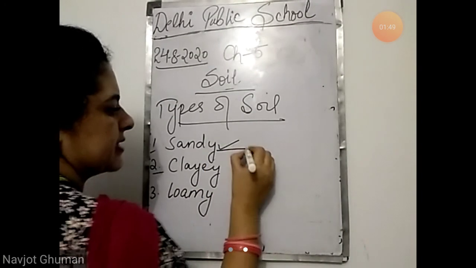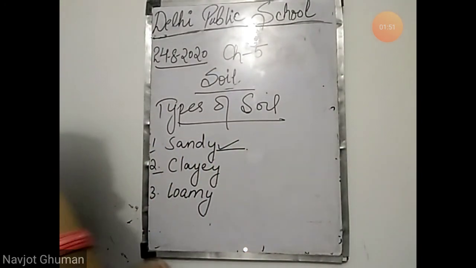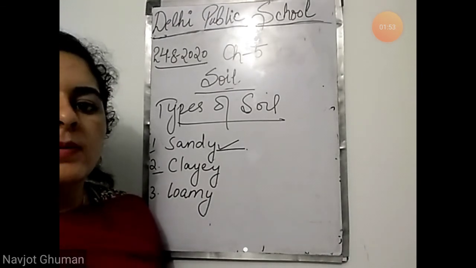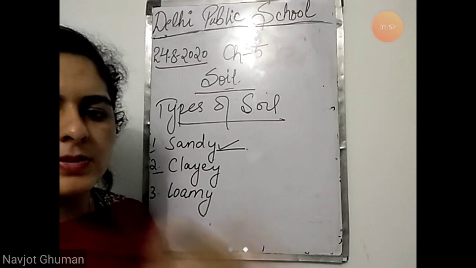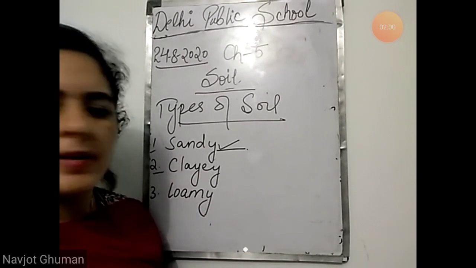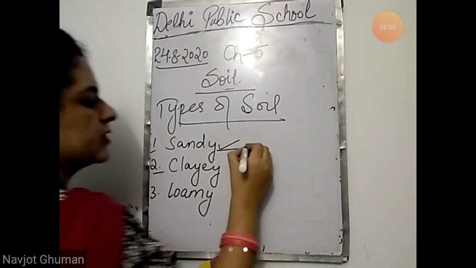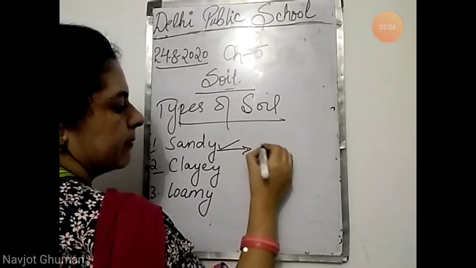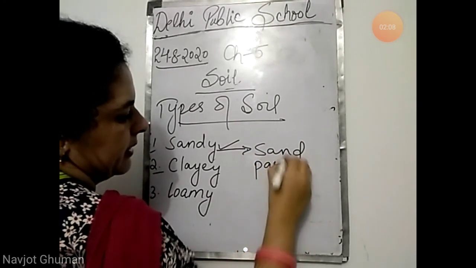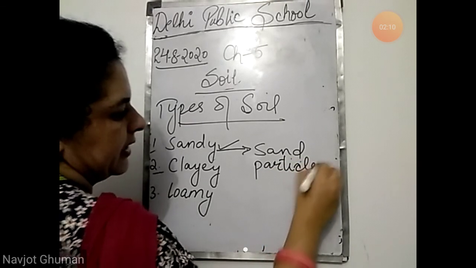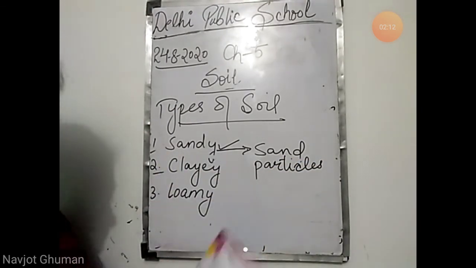You must have seen sand. Sand तो आपने देखी होगी. Sand is used to make buildings, our homes. It is mixed with the concrete, gravel. So mostly it contains a large proportion of sand particles. Sandy soil में sand particles होंगे सबसे ज़्यादा. That is why that soil is called sandy.